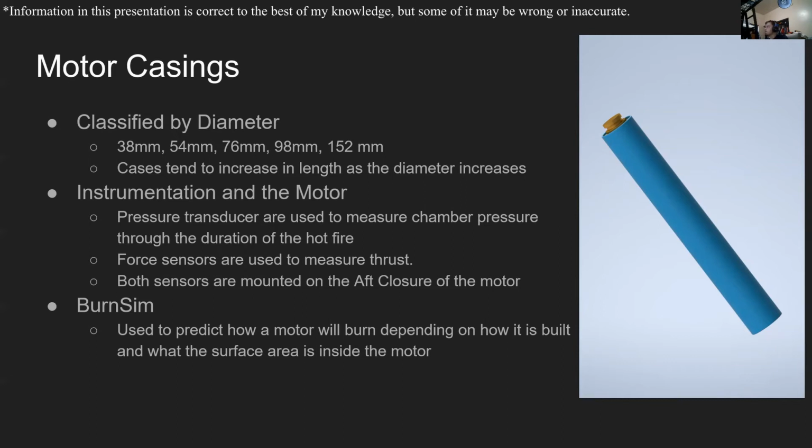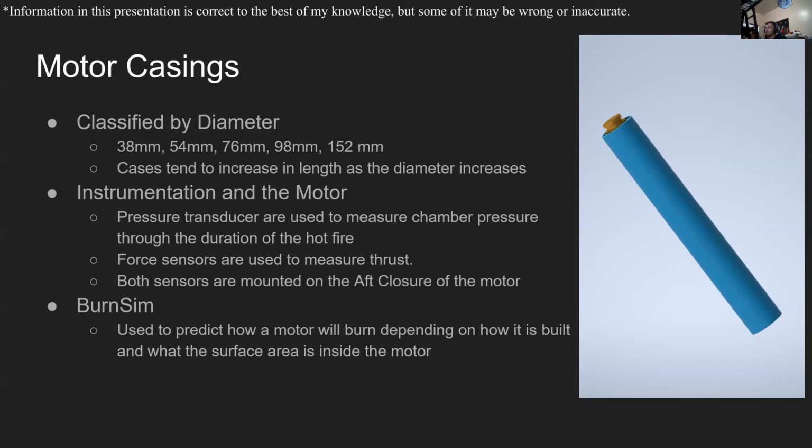We mount those both on the aft closure, which is that little yellow-gold looking thing at the back of the motor. The final thing we do with our motors is burn sims. We use those to predict how the motor will burn, depending on how it's built and the surface area inside. If we choose a specific grain geometry, how will that affect the motor? If we choose a specific spacing on O-rings, how will that affect the motor? It does some basic calculations for us on what the burning area inside the motor is going to be and how that affects things.